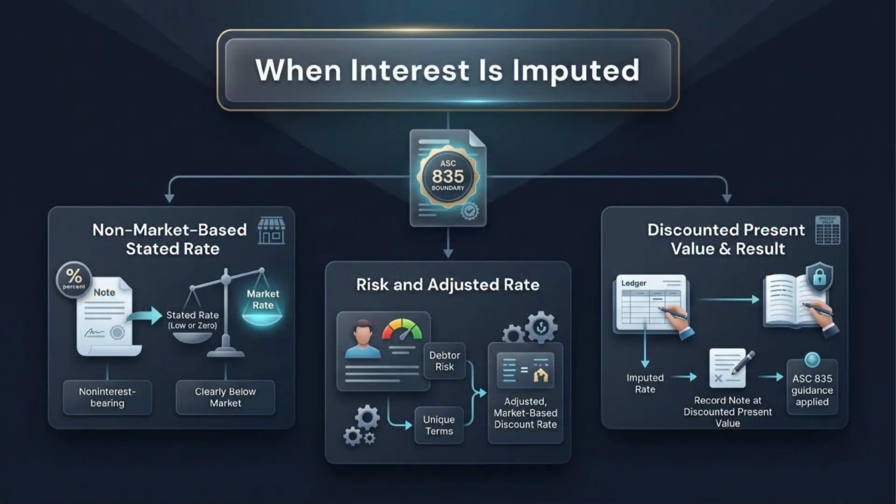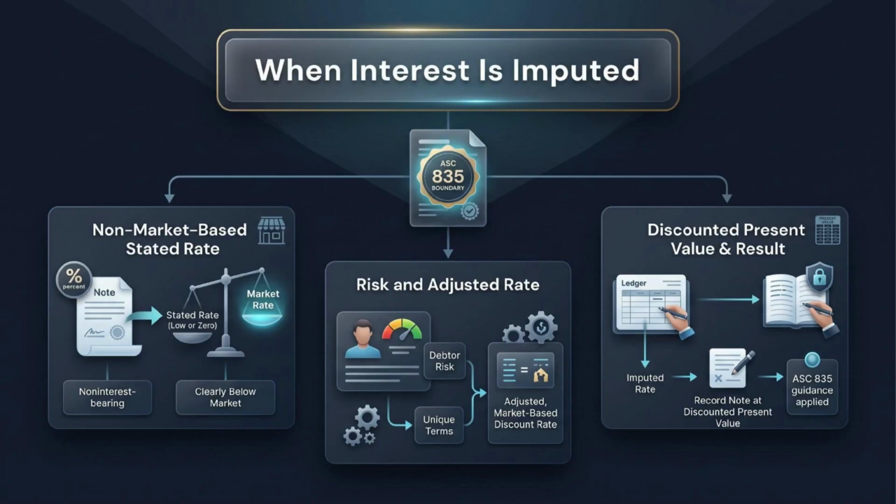Interest imputation is the boundary with ASC 835. If the note has no stated interest or the stated rate is clearly below market, we cannot pretend the face amount is the economic value. The entity substitutes a reasonable market rate based on the debtor's credit quality, collateral, and term. That market rate discounts the promised payments and creates a discount on the note. The discount is then recognized over time through interest income. This is not a punishment entry.